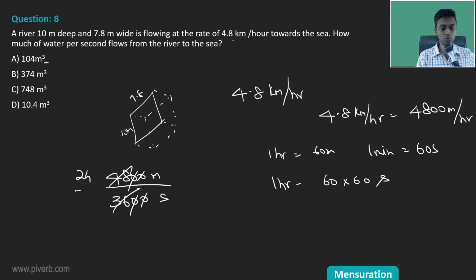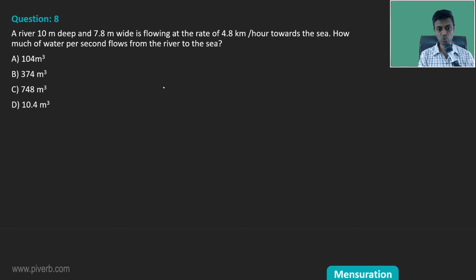Just 24 by 18, just 12 by 9, just 4 by 3. This is nothing but 4 by 3 meters per second. Or in 1 second, it will flow out by 4 by 3 meters. So how much water per second flows out? That is the volume of this cuboid, which is nothing but 10 into 7.8 into 4 by 3 meter cube.